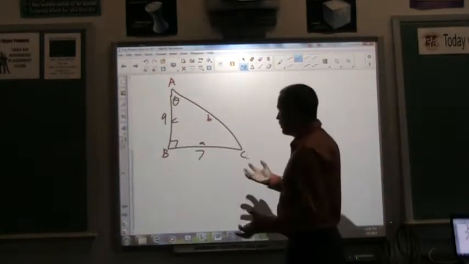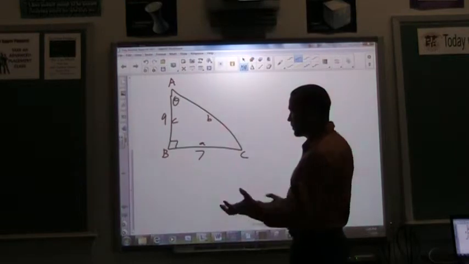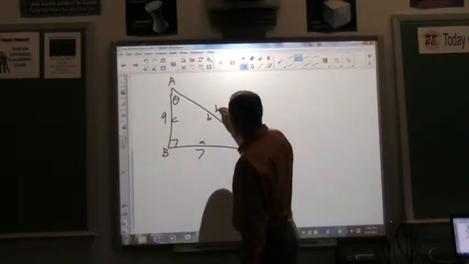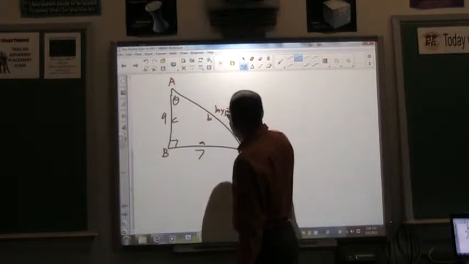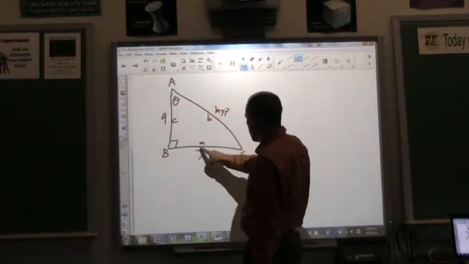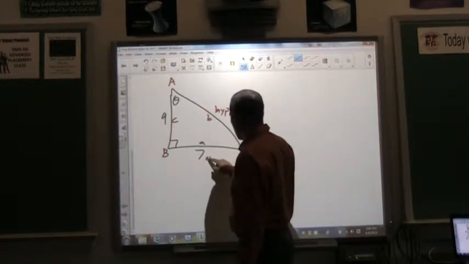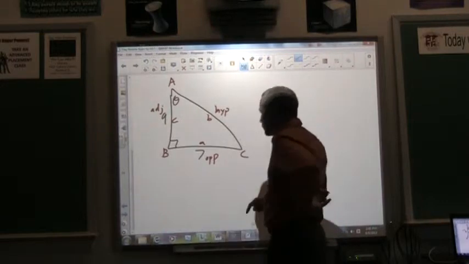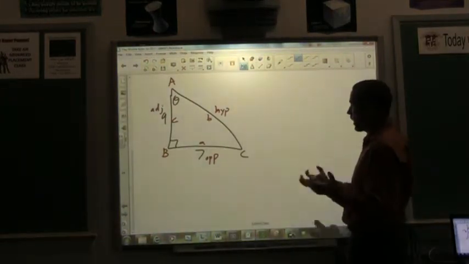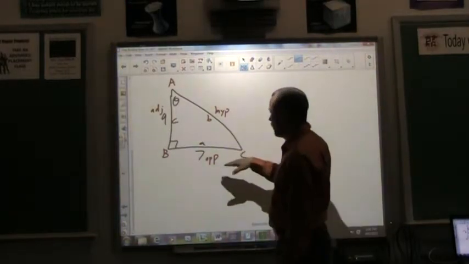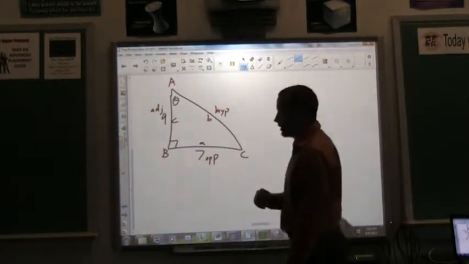And then we can start to label opposites, adjacents, hypotenuse. Since this is my 90-degree angle, then this has to be the hypotenuse. Right? And then since theta opposite is across from, so this is my opposite side. And this would be my adjacent side. And I look at what I have. What information do I have? Well, I don't have the hypotenuse, but I have the opposite and the adjacent.